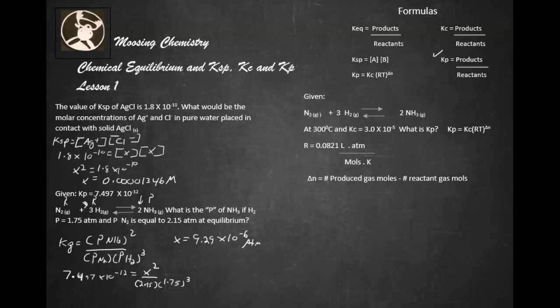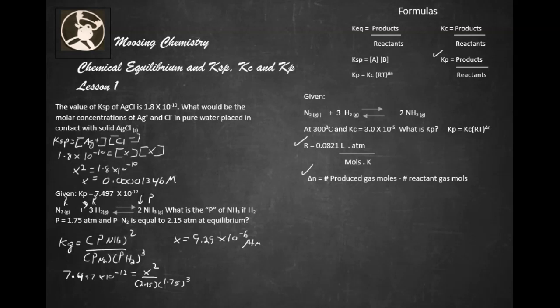Okay, let's look at the last problem. The last problem says, given N2 plus 3H2 in a reversible reaction equals 2NH3 at 300 degrees Celsius and Kc is 3.0 times 10 to the negative 5th, what is Kp? Remember that Kp equals Kc times RT to the delta n. All right, so R is the universal gas constant, which is 0.0821 liters times atmospheres over moles times Kelvin, and delta n is the number of produced gas moles minus the number of reactant gas moles.